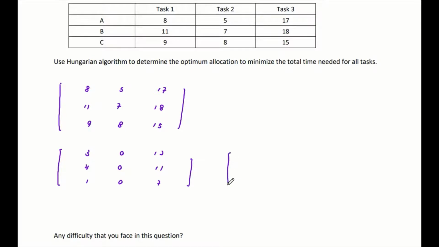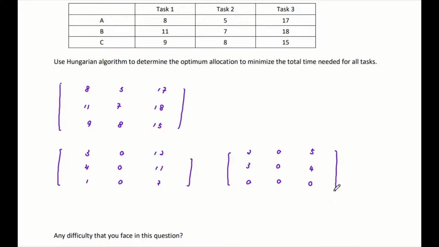Sorry, the space is a bit small because I did the working here. Okay, so for the column reduction, the smallest number for the first column is 1. So that's why we have 2, 3, and 0. Then the next one we have 0, 0, 0. And the last one, the smallest number is 7, so 5, 4, and 0.